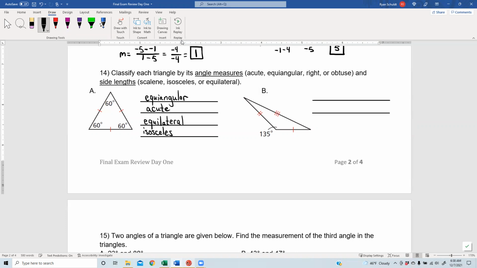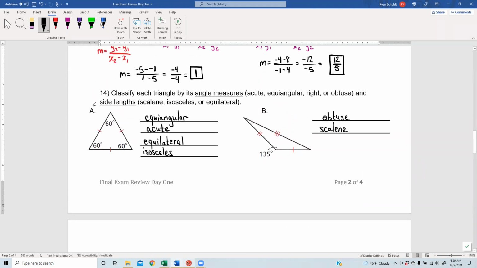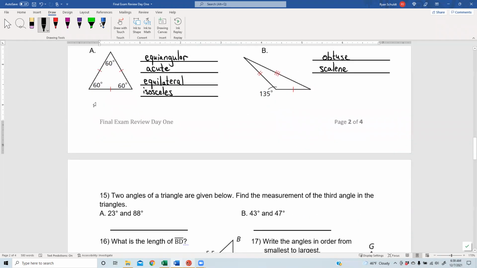Let's look at B. I notice that I have an obtuse angle here. So that means this is an obtuse triangle. And none of the sides are the same. So that means it's obtuse and scalene. There's page 2.